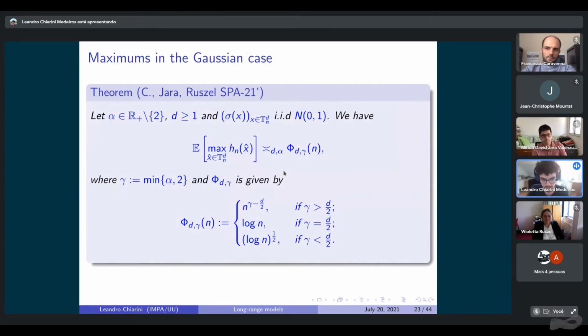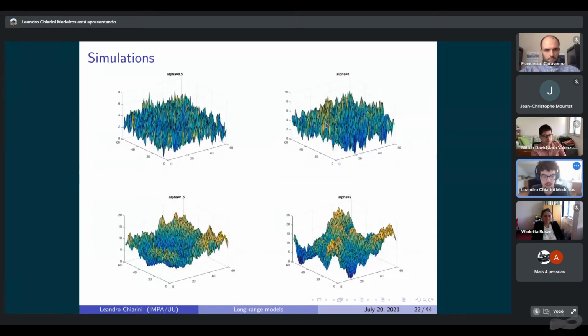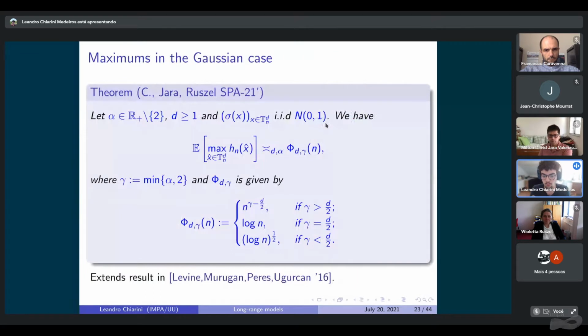And notice that, again, as I was just mentioning, if alpha goes beyond 2, you don't actually have any big difference in behavior. The average behavior really depends only on this parameter gamma, that is the minimum between alpha and 2. Right? It will change the constants, but not really the speed of convergence. And this extends the results from Levine, Murugan, Peres, and Ugurcan, for which they did similar results, but really with the simple random walk. In that case, they were talking about the normal discrete Laplacian, graph Laplacian in Z^d_n. And it's nice because we recover their case, their speed of convergence, if gamma is equal to 2.